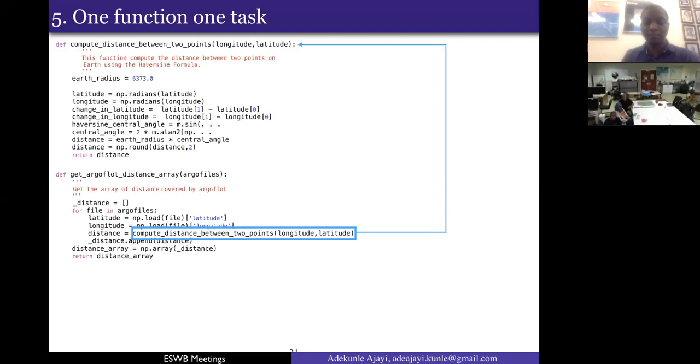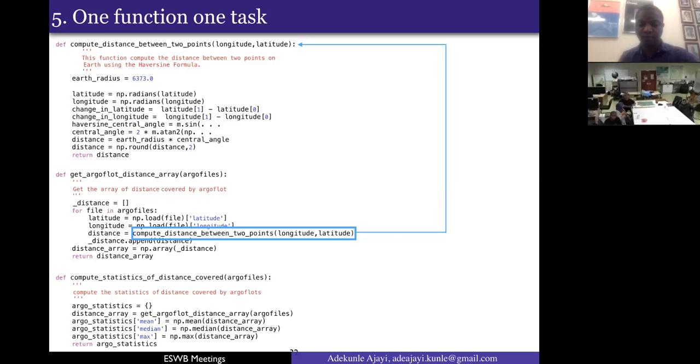And let's say, fine, after getting the distance associated with each file, I want to calculate the statistics from this distribution of distance that I have. I want to get the mean, the median, the max, and things like that. I can write another function called compute statistics of distance covered. I can supply the same quantity called the argo files, and I can get the distance array. I can compute the mean, the median, the max, and I can return argo statistics. And in this function, compute statistics of distance covered, I can call get argo distance array.